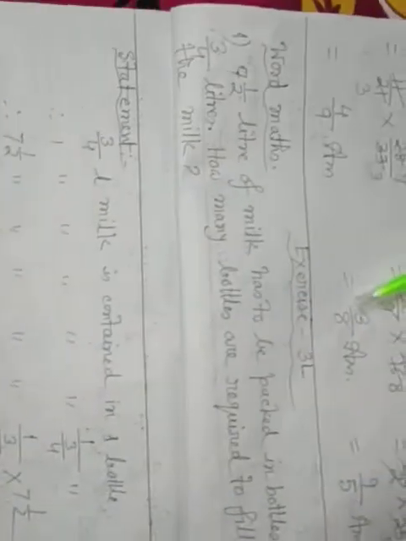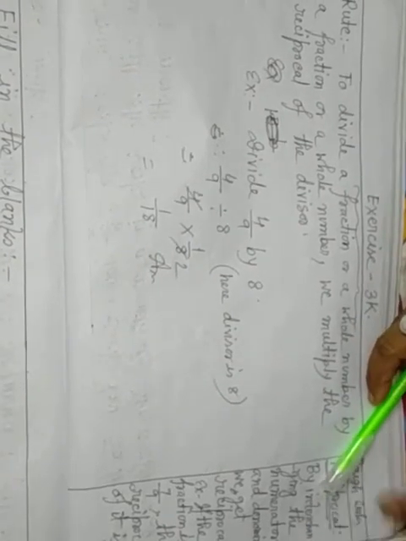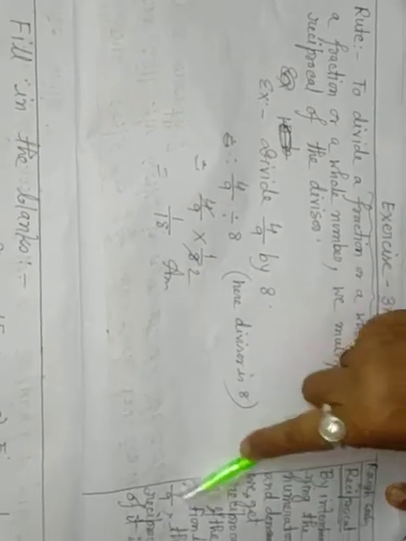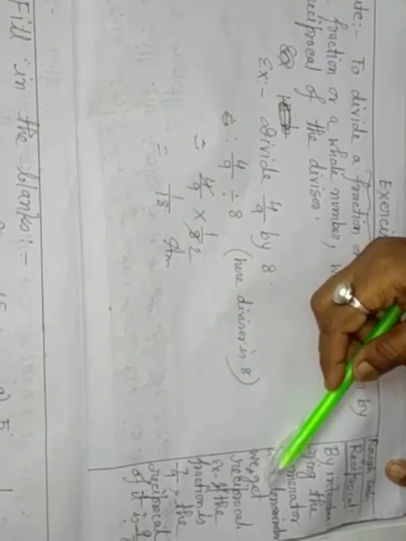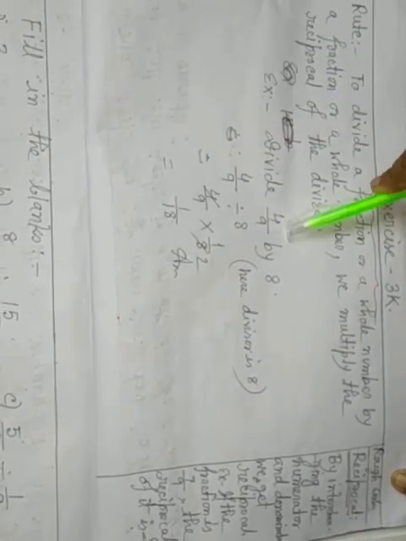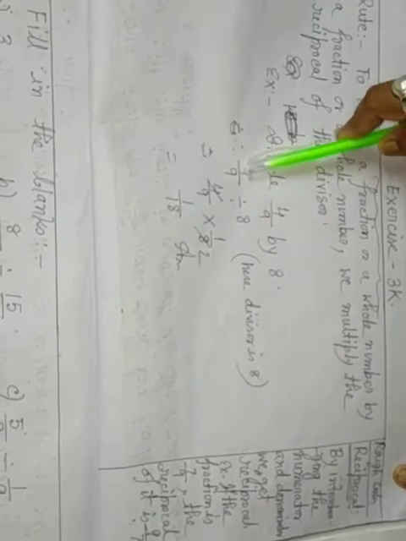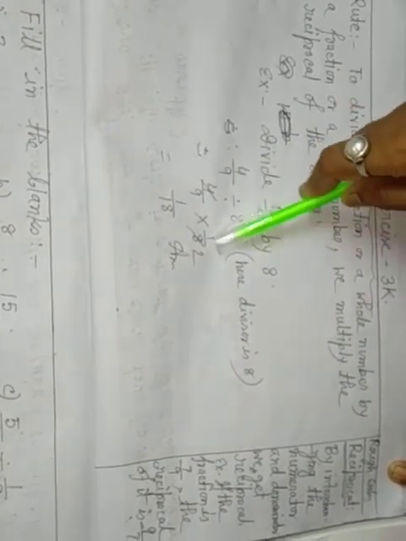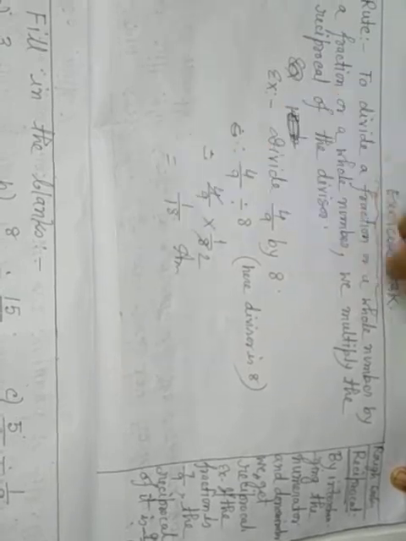This is 3k. I will repeat it again. Reciprocal means if we do fractional division, we follow the reciprocal by interchanging the numerator and denominator. For example, 7 by 9, reciprocal 9 by 7. Example: 4 by 9 divided by 8. 4 by 9 into 1 by 8, 4 twos are 8, 1 by 18 is the answer.